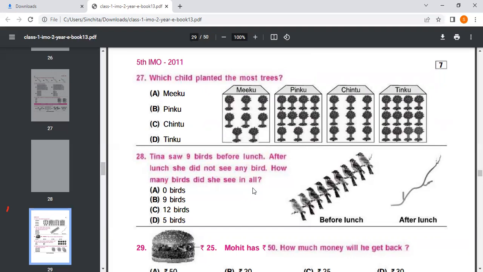Ma'am, Tinku. How come? Explain me your answer, Vita. Okay, ma'am. In name of Minku, he has planted 9 trees. Very good, Pinku.